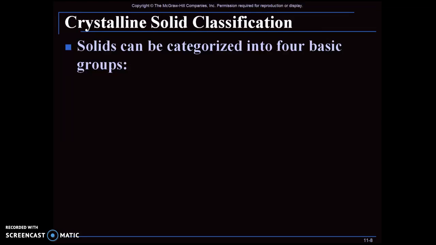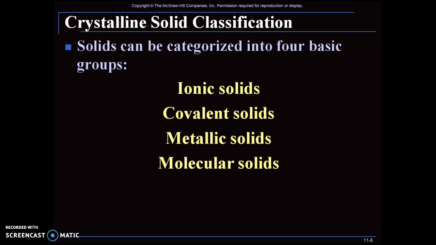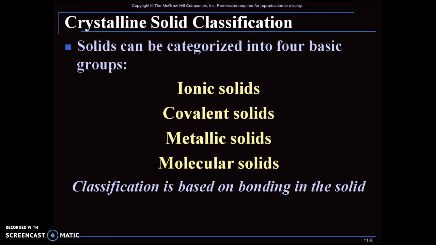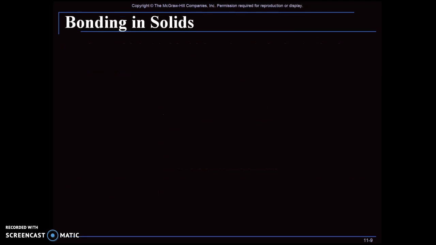And these crystalline solids are again divided into four different categories. The crystalline solid materials can be formed in four different ways, and those are explained right here. One is ionic solids, covalent solids, metallic solids, molecular solids. As you can see, they are classified into four basic groups, and this classification is based on the bonding in the solid. So the bonding between the atoms or bonding between the ions is what gives these solids the names ionic, covalent, metallic, or molecular.